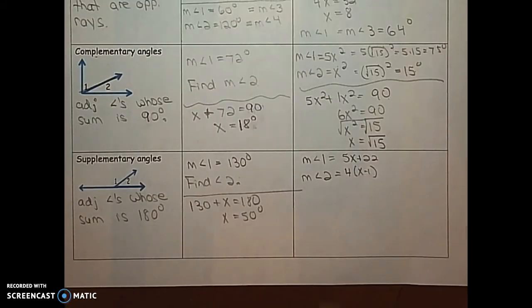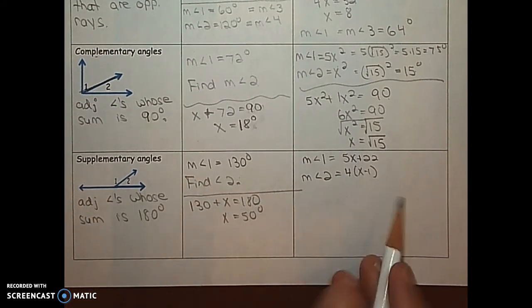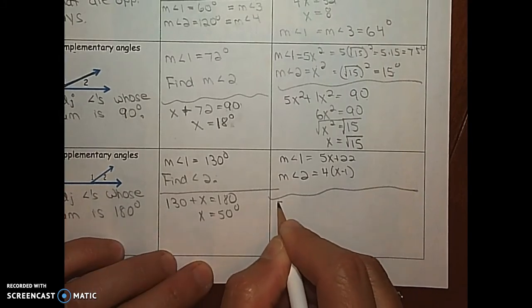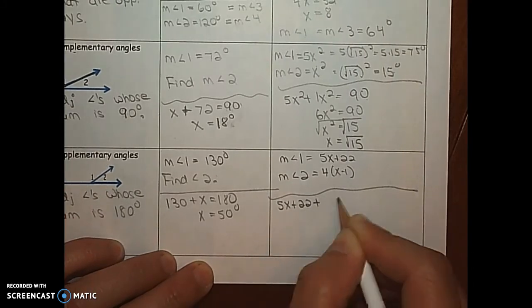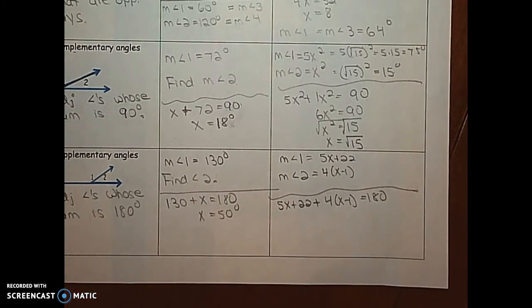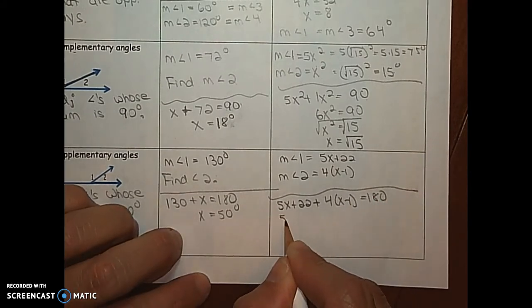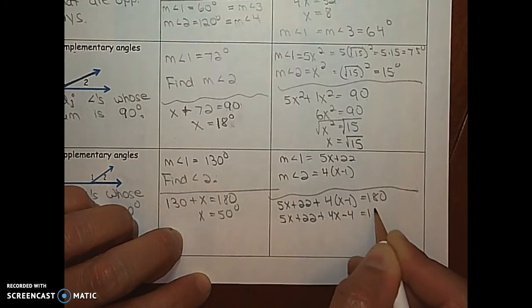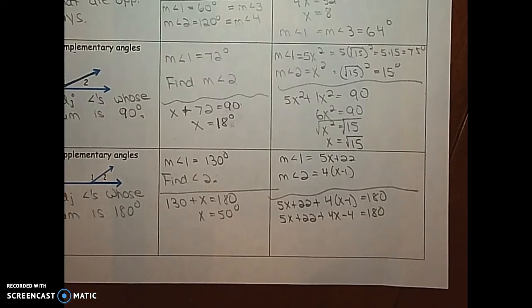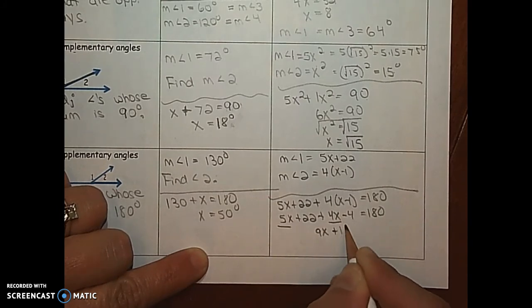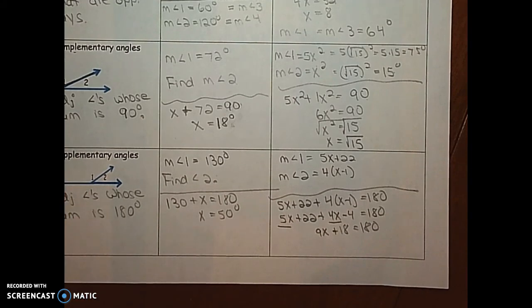Okay, let's take a look at an algebraic one. So again, we have the measure of angle 1, we have the measure of angle 2, and we know that their angles have to add up to 180 degrees. So we've got 5x plus 22 plus 4 times x minus 1, and we get 180 degrees. So first thing, we have to go back and distribute, then we need to go ahead and solve that equation. So I'm going to combine the like terms. That gives me 9x plus 18 equals 180.